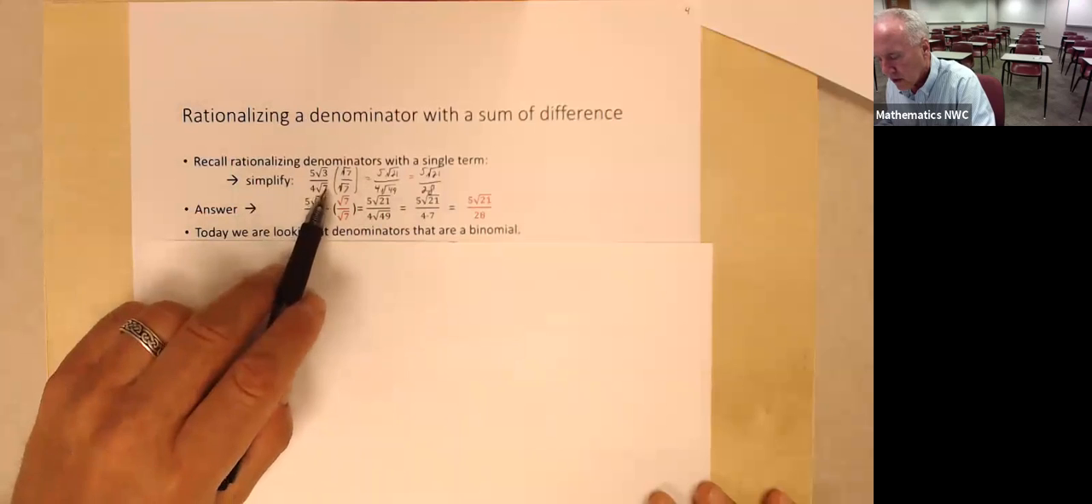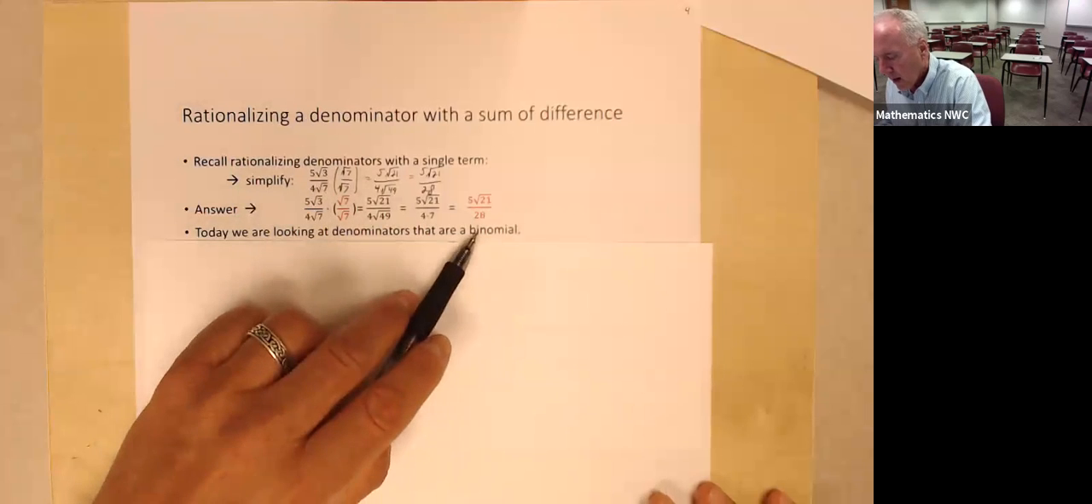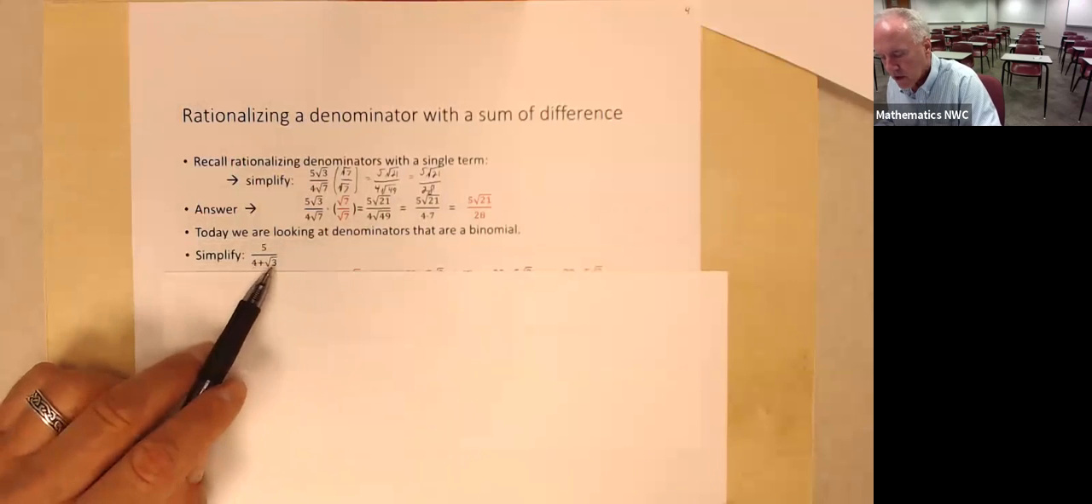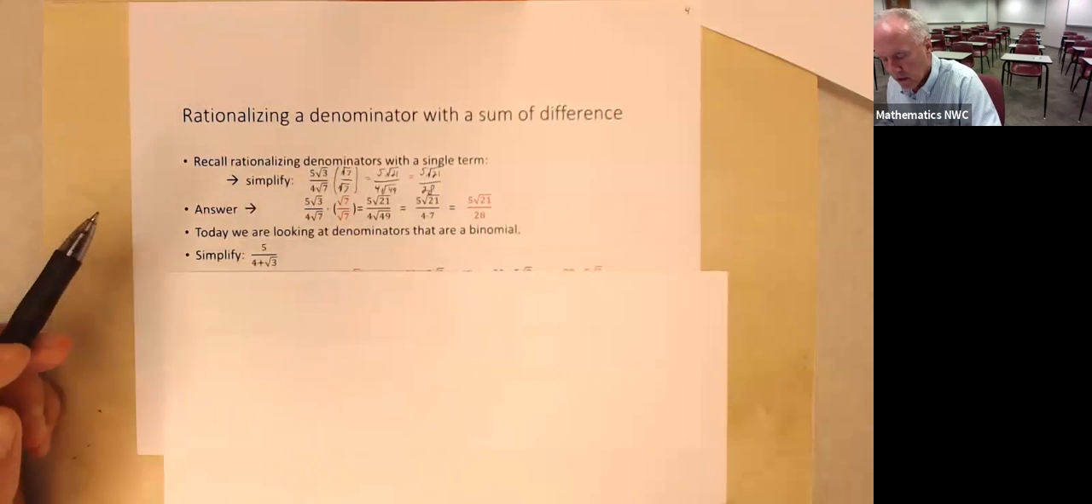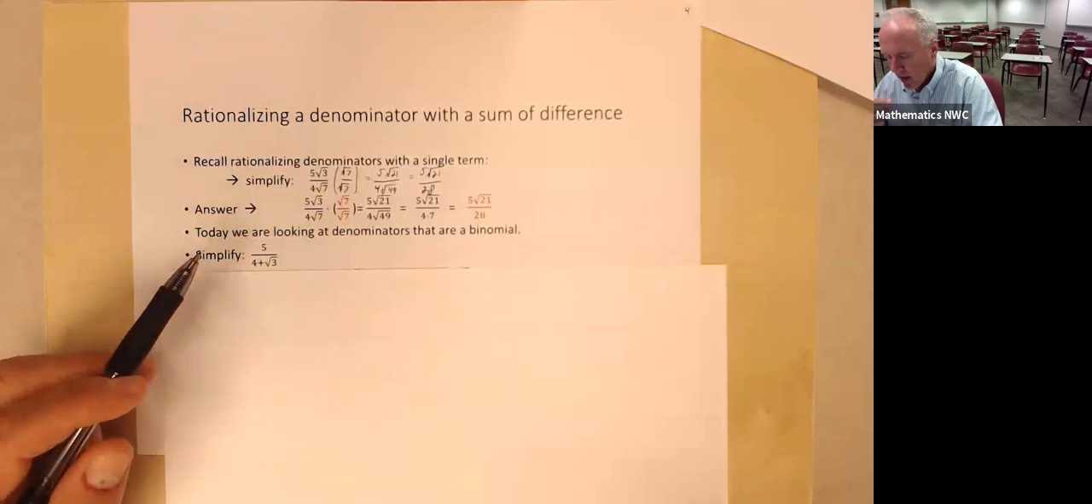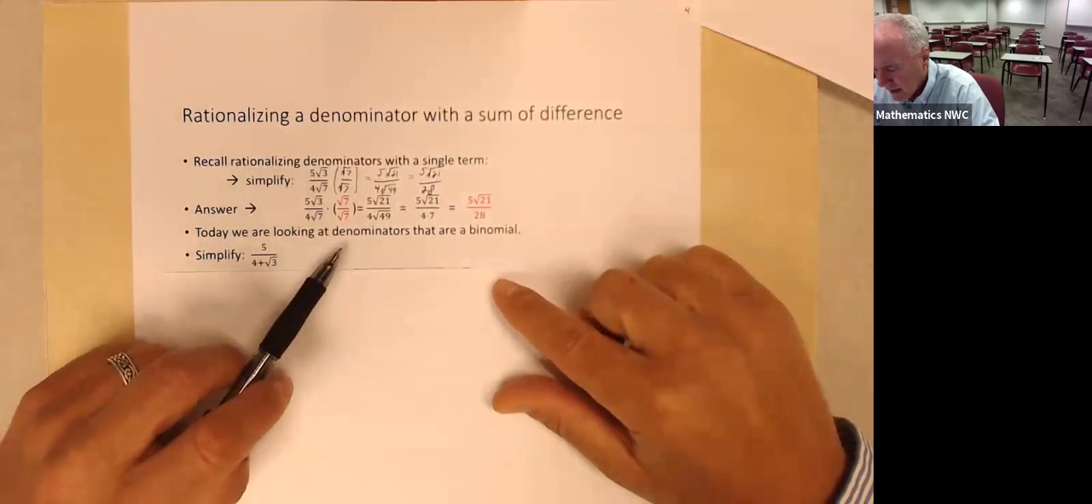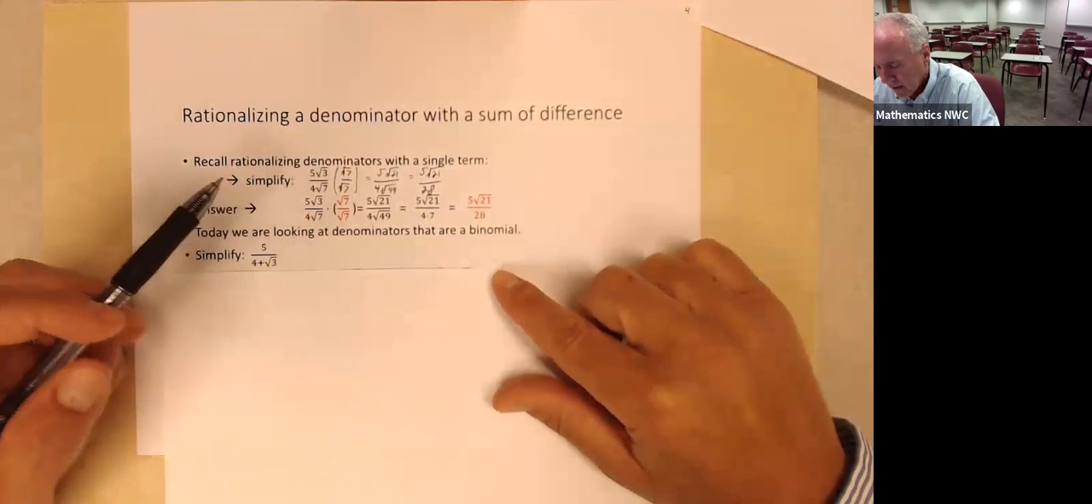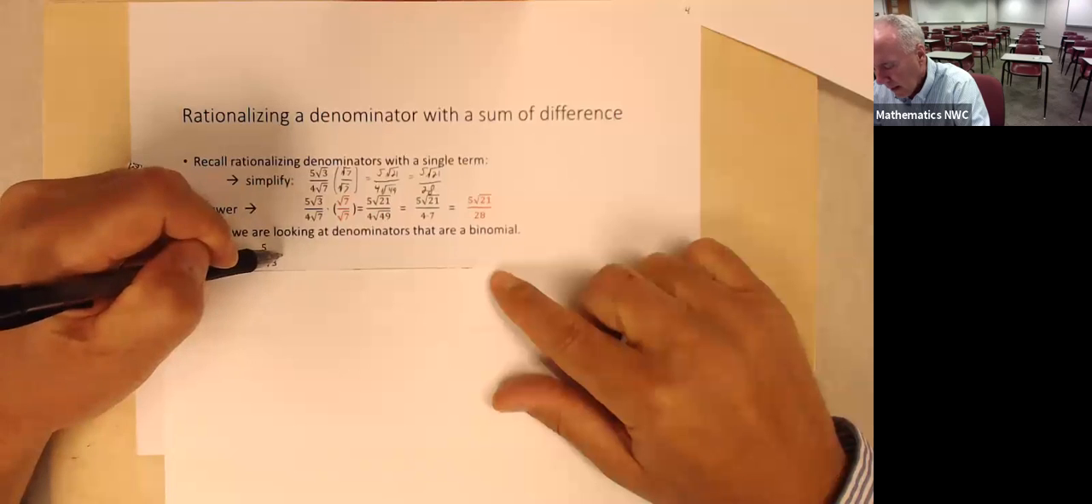Our last concept is we're going to look at rationalizing a denominator, but the denominator is not a single term like it was right here. Rather, it's going to be a binomial. Binomial means two terms that are either added or subtracted. This may not seem like a super important concept, but in upper mathematics, this one is used a lot.